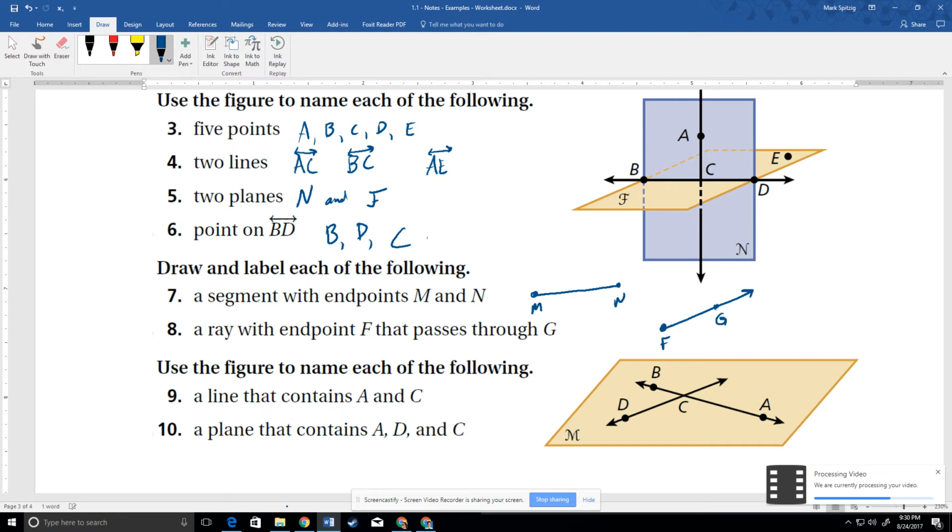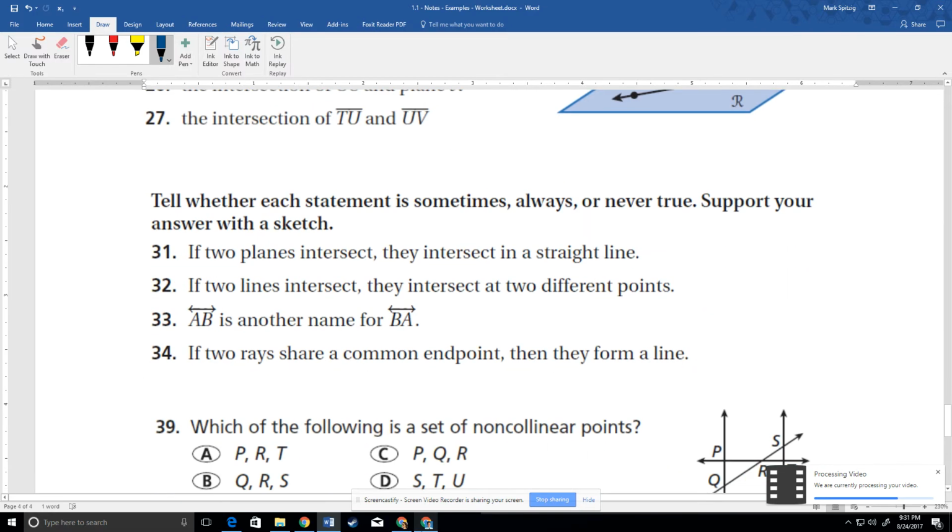Okay, we're going to name a line that contains A and C. All right, well, that would just be line AC. And we could always just say line AC, of course. You could also say line AB in this case, right? A plane that contains points A, D, and C. So this is really only one plane here. So we should probably get to do some harder ones tomorrow, but that one's fine for now. All right, so let's go down here, and we'll maybe get here.